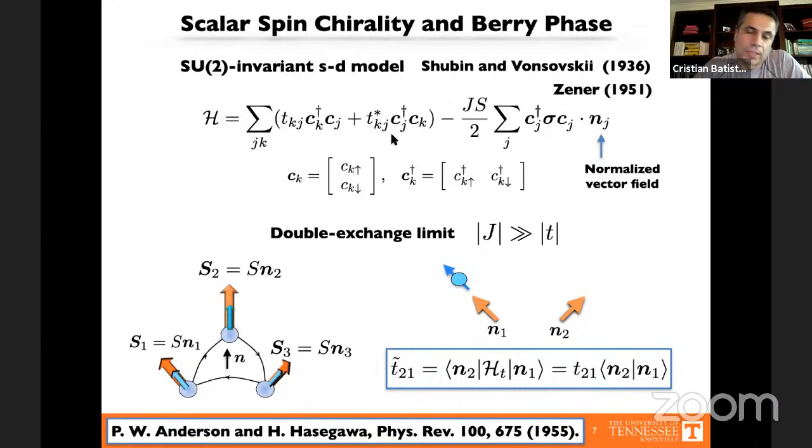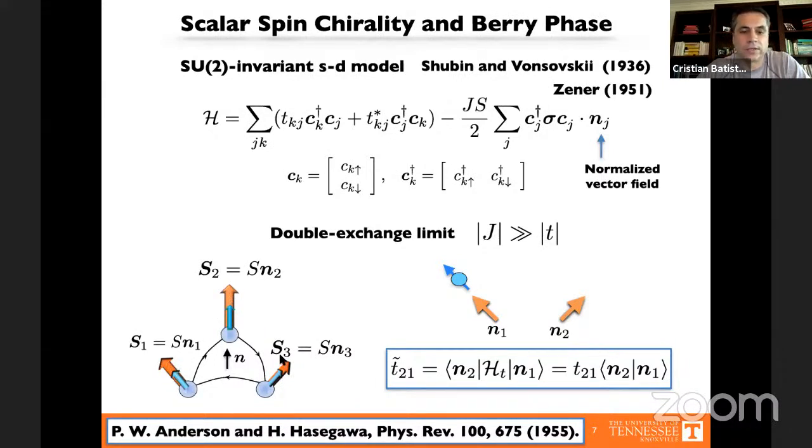The kinetic energy of these conduction electrons is described by a simple tight-binding model, right? where the spin orientation of each electron is preserved. So this term, as well as this one, are both SU(2) invariant. So there is no spin-orbit coupling in this version of the model. A few years after Zener, Anderson and Hasegawa considered the double exchange limit of this model. So you can assume that the Hund's coupling is much bigger than t, and try to understand what happens in that limit. And in that limit, it is clear that the spin of the conduction electron is now forced to remain parallel to the local moment, right?